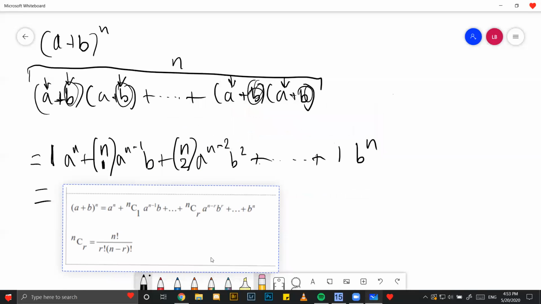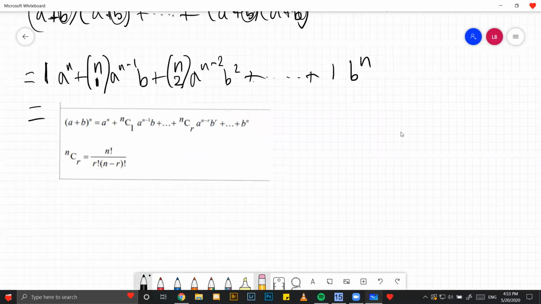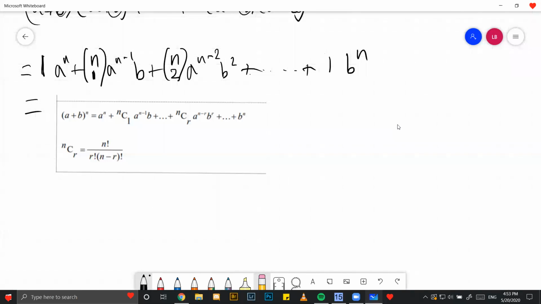So this is what it looks like over here. Essentially, note what they've done. They have an a^n term, they have an nC1 a^(n-1) b, which is the second term, and then they have this general term in the middle. So if you wanted to figure out, say for example, you had (a + 2) to the power of 7, and you want to figure out the coefficient in the a^5 term, the way that you would do that is to look at this general form over here.